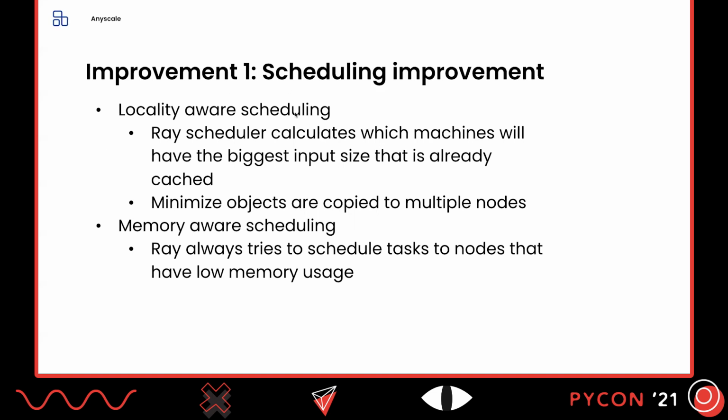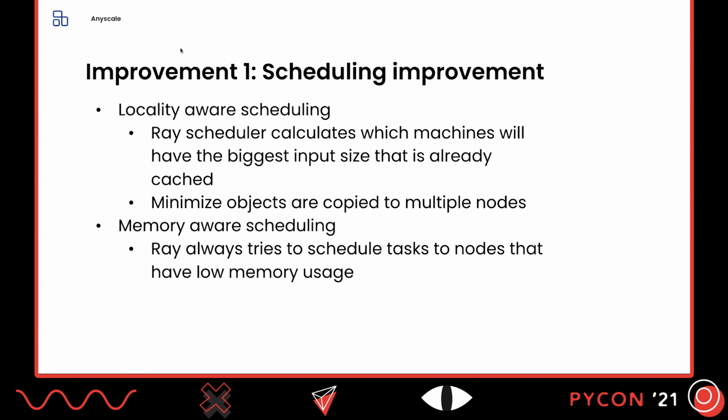So previously, Ray didn't really respect memory usage at each machine. But now what happens is it basically knows how much memory is used per machine. And it basically prefers to be scheduled to the machine that uses low memory.